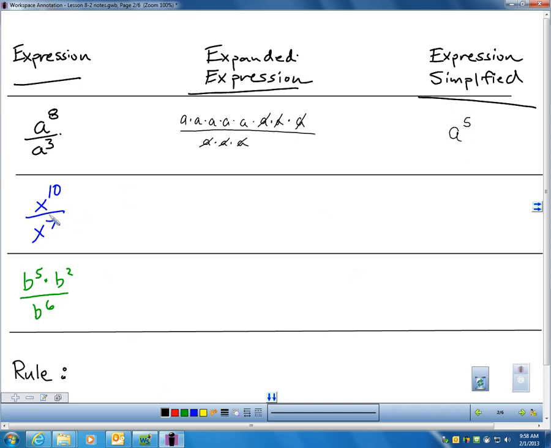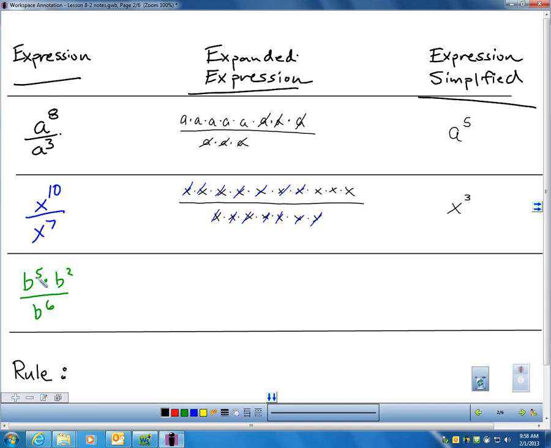Let's look at this next one. I have 10 factors of x in the numerator. So I'm getting 10 factors written down. And I have 7 factors of x in the denominator. Okay, 7 factors of x in the denominator. Well, you might immediately notice I can cancel 1 of each in the numerator with 1 of each in the denominator. If I cancel 7 in the denominator, I can cancel 7 factors of x in the numerator. I am left with 3 factors of x. I'm left with x to the 3rd power.